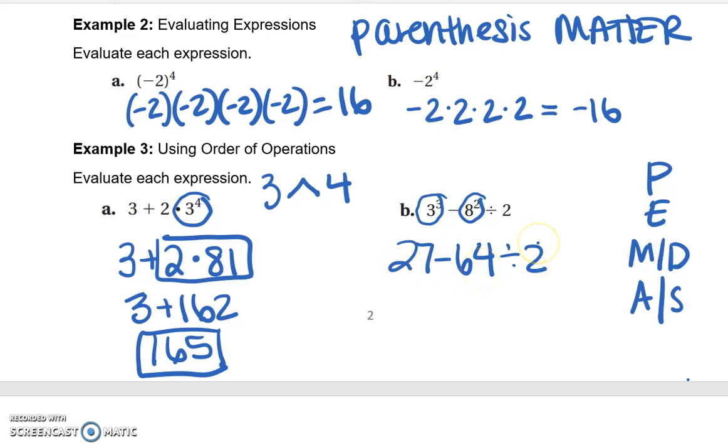Now you're going to do your division next. And 64 divided by 2 is 32. So I have 27 minus 32, which gives me a -5.